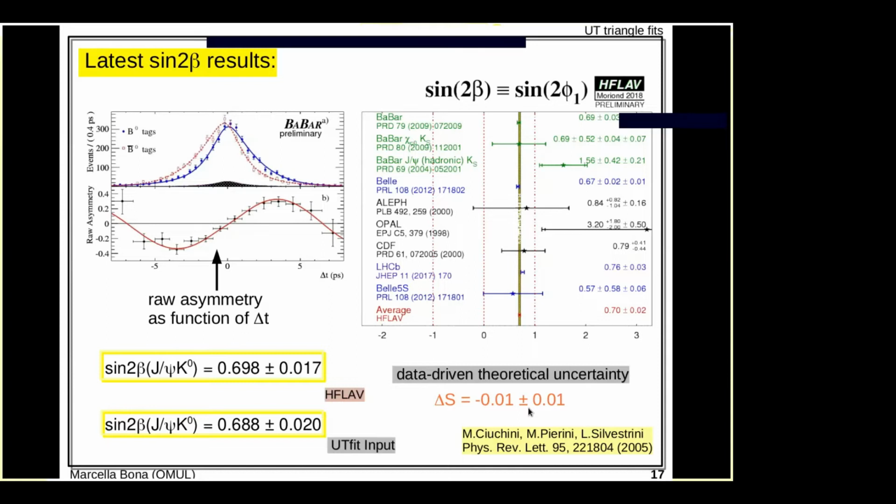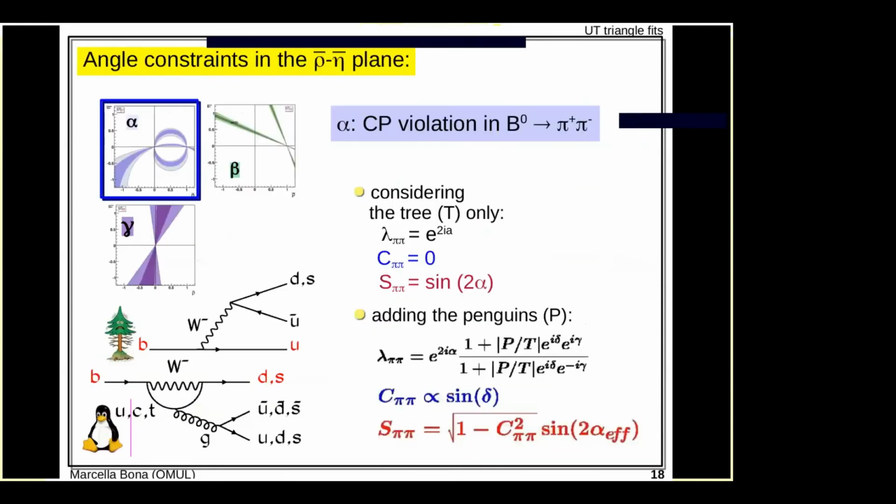And now this is the theoretical uncertainty that we're using, and we also use a shift in the number. So this is what the HFLAV obtained from all the experiments, and this is what we actually use as input. So a little bit of inflation of the error and a shift in the central value. Okay, and this is our way to estimate the theoretical uncertainty on these measurements.